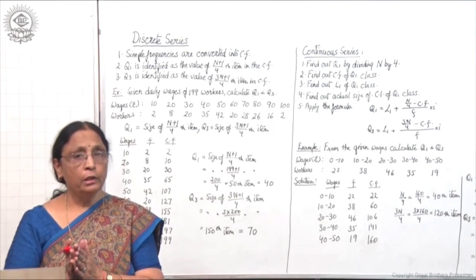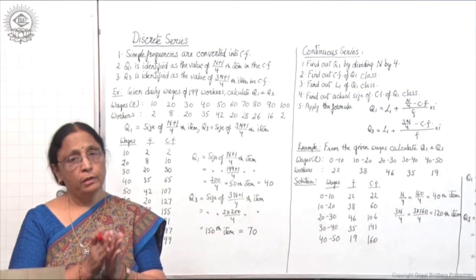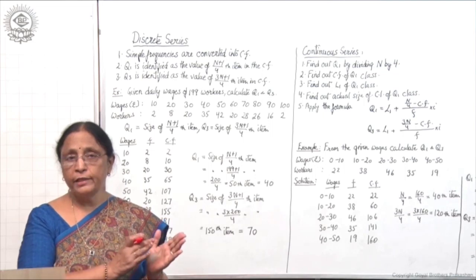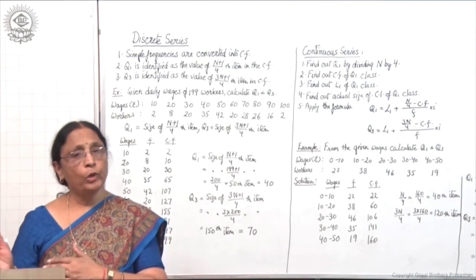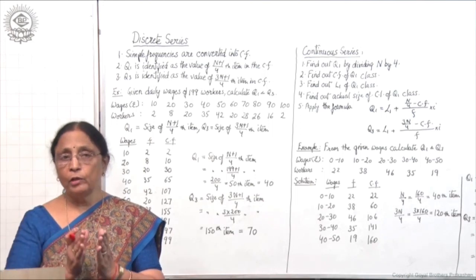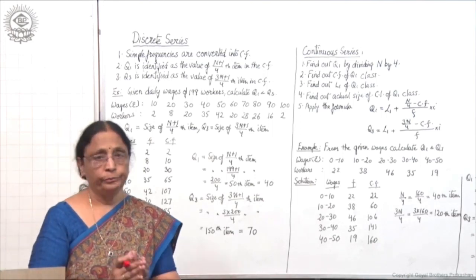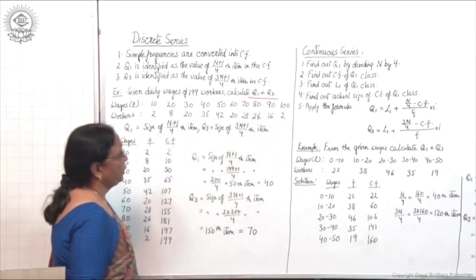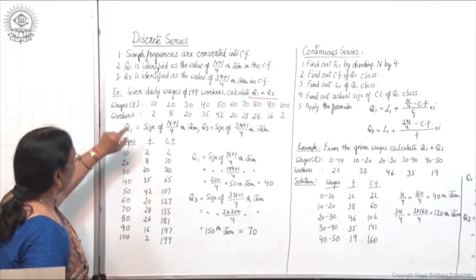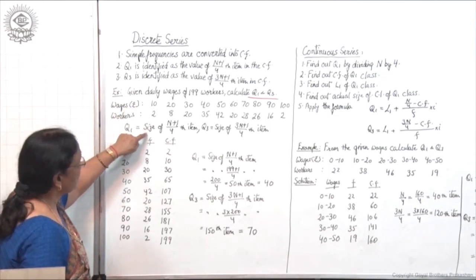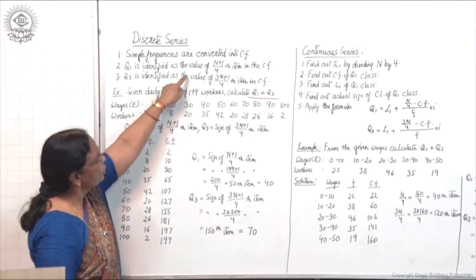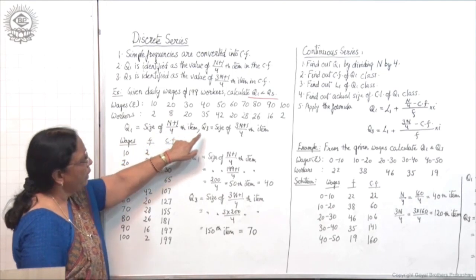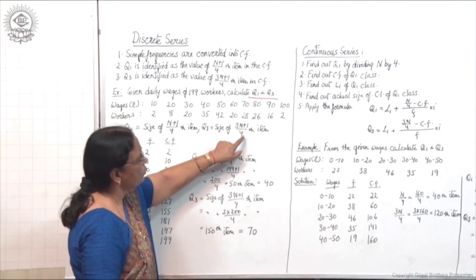And I told you earlier what is Q1, right? The whole series is divided into 4 parts. The lower one is the lower quartile, known as Q1, the upper quartile is known as Q3, and the middle one is known as Q2, that is median. So you have to find out Q1 and Q3. The data is given to you. Now Q1 is size of (n plus 1) upon 4th item, as I told you, and Q3 is size of 3(n plus 1) upon 4th item.